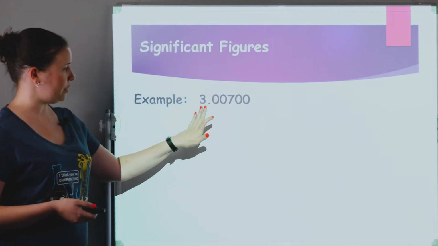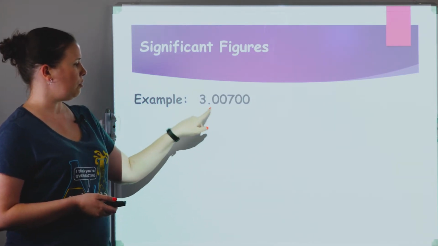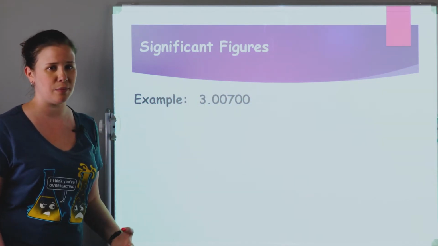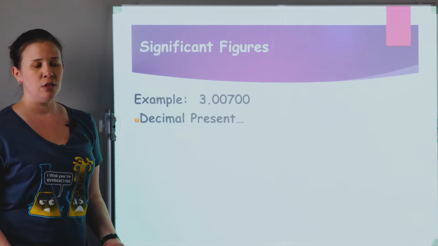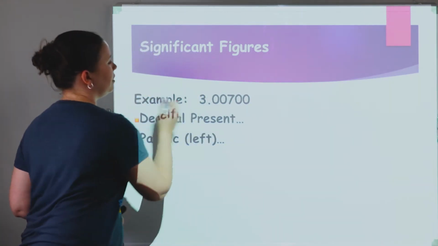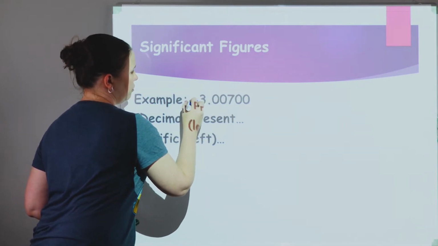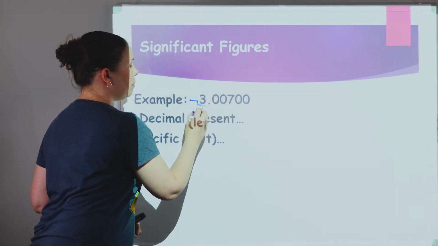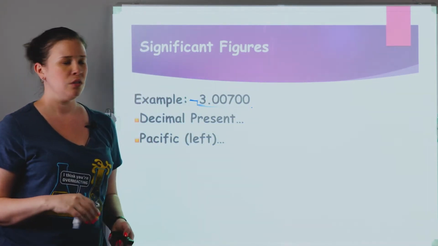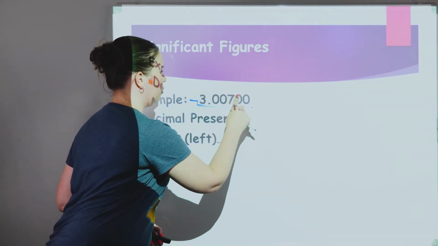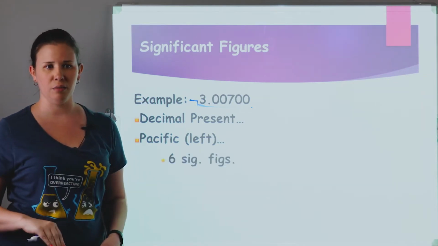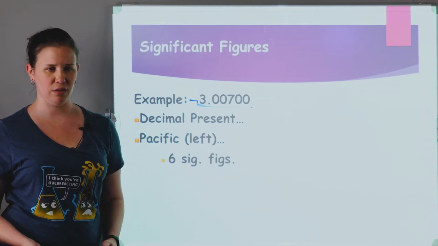First, I have 3.00700. So here I see a decimal that's actually written on purpose, not an understood decimal, but a real decimal. So that means the decimal is present. So that means I'm going to count from the Pacific side, which basically means from the left side. And I want to find my first non-zero number, which would be that 3. So that means I'm going to count all of the numbers afterwards. So 1, 2, 3, 4, 5, 6 digits. Once I start counting to the end of the number, that means 6 significant figures.